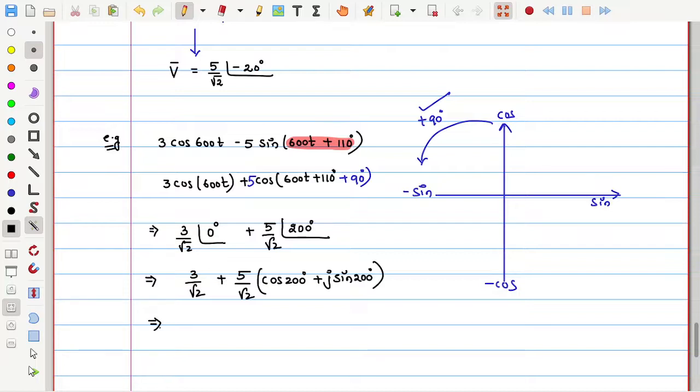So I will be getting this value as, one second, I am getting this entire thing as 2.41441 divided by root 2 at an angle of minus 134.8 degrees.